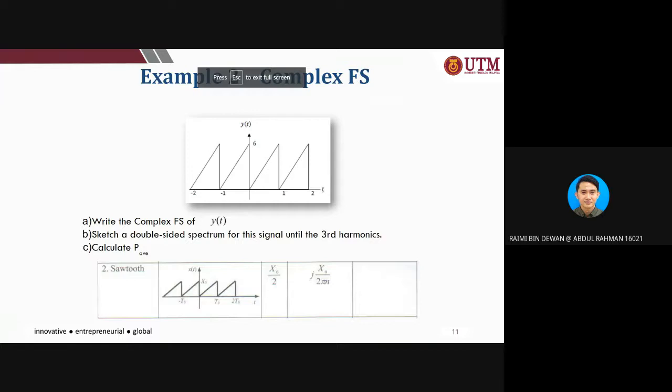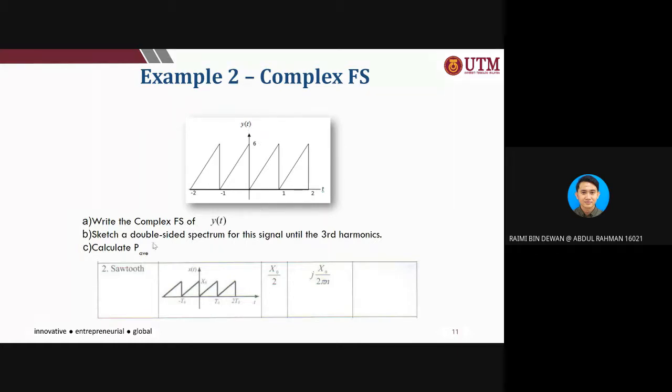This is a sawtooth. Like, you know, what is gigi in English? I forget. It looks like a saw machine, so you can see it looks like a tooth. So the name is sawtooth. Write the complex Fourier series of this y(t).